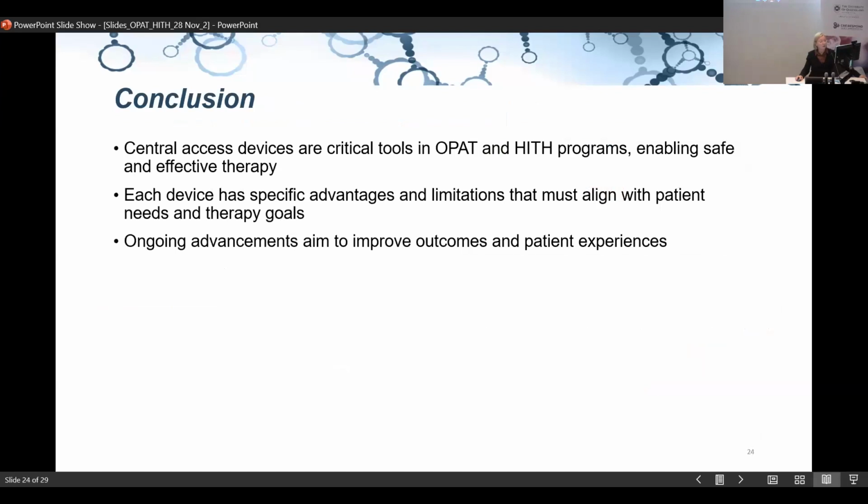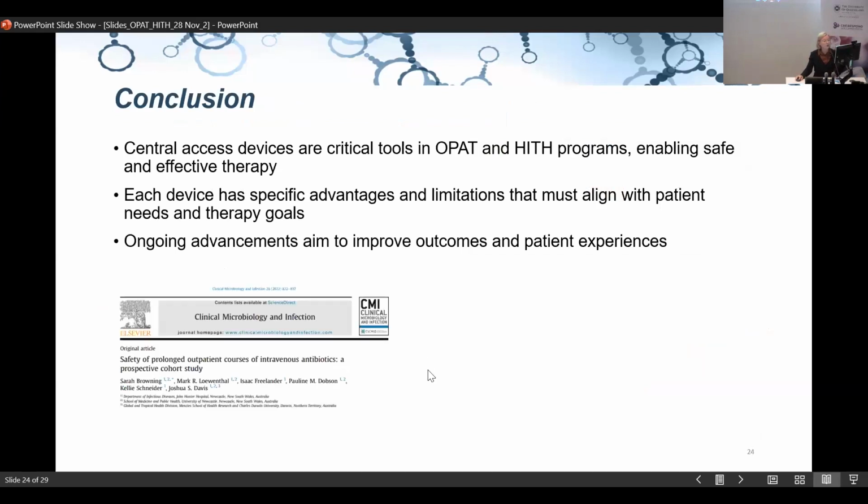So in conclusion, they are critical devices. If we're going to be giving antibiotics in the home, then we need to be able to have a device that's suitable for each individual patient in each individual situation, that's safe and it lasts the duration of the therapy with limited complications, and improves that patient's experience.